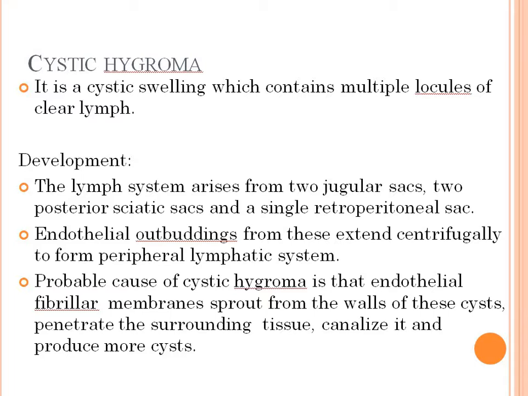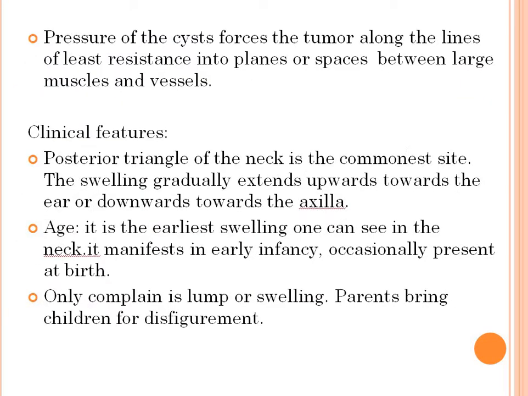Probable cause of the cystic hygroma is the endothelial fibrillar membrane sprouting from the walls of these cysts, penetrating the surrounding tissue, canalizing it, and producing more cysts. Pressure of the cyst forces the tumor along the lines of least resistance into the planes or spaces between the large muscles and vessels.